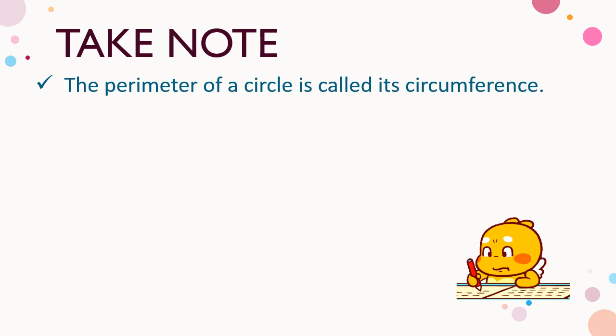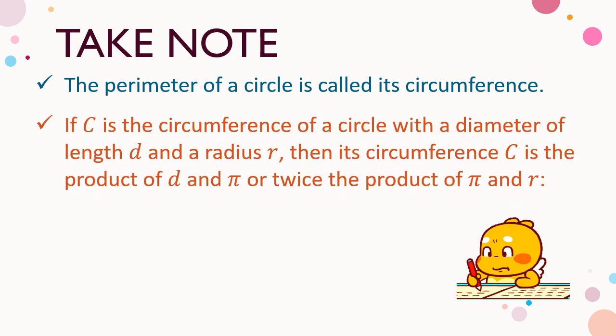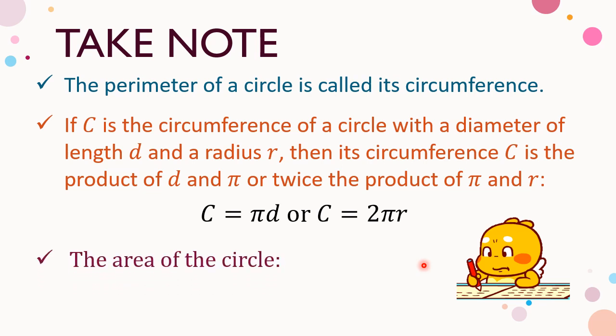So what do you think will be the formula for the circumference of a circle, because we cannot use the sum of all the sides, right? So for the circumference of a circle, our formula would be the product of d and pi, or twice the product of pi and r. To make it more precise, we have this: C equals pi d, where d stands for diameter, and C equals 2 pi r, where r stands for our radius. And of course, aside from circumference, we're going to deal with the area of the circle also. So our formula is pi r squared.